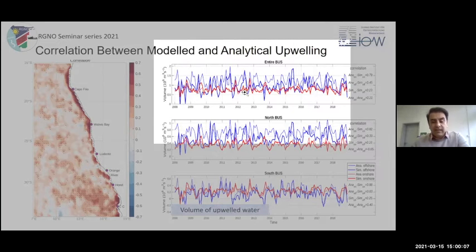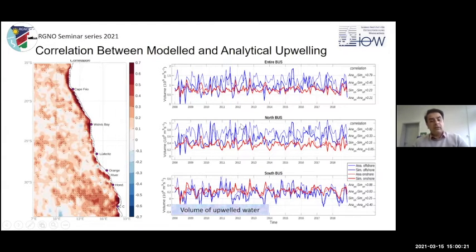0.55. It indicates that even though on local scale, the Ekman dynamics offshore is not the dominant contributor to upwelling, when we integrate over the whole system, the Ekman dynamics is still valid.